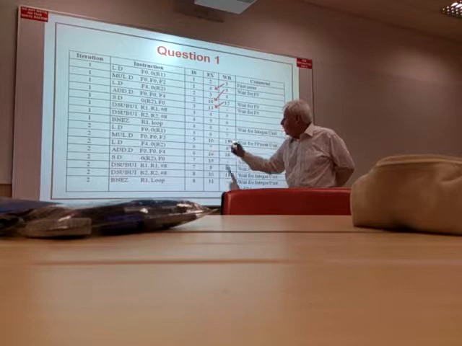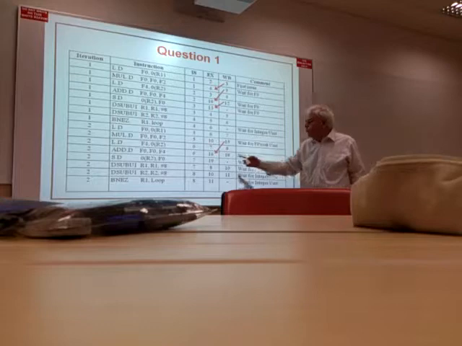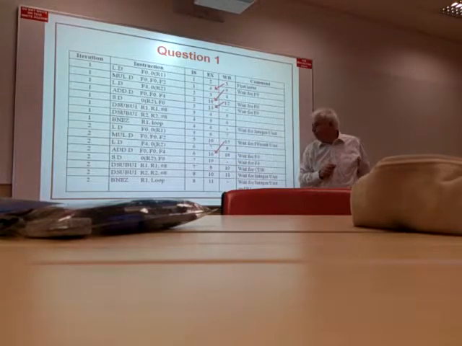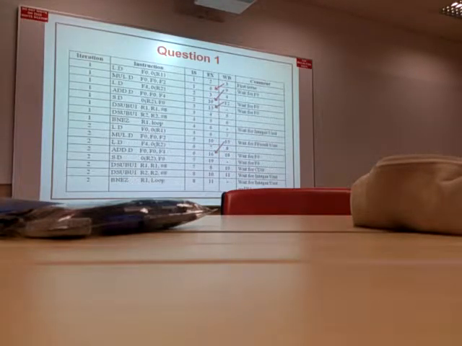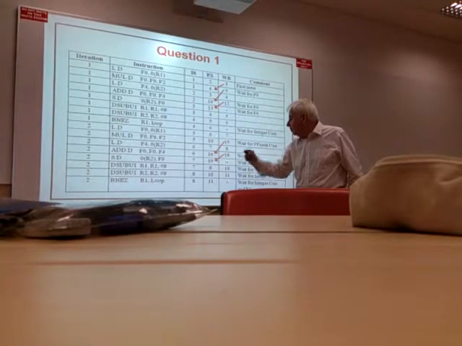The add, we have to wait for the value of F0 to become available. So we execute in clock cycle 16 and write back in 18. And then the store, again, has to wait for the value to become available. So we can store the value in clock cycle 19.